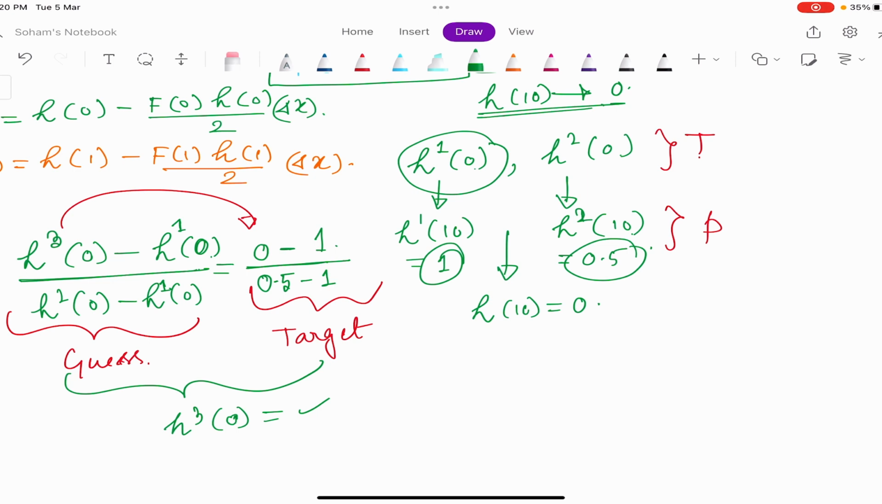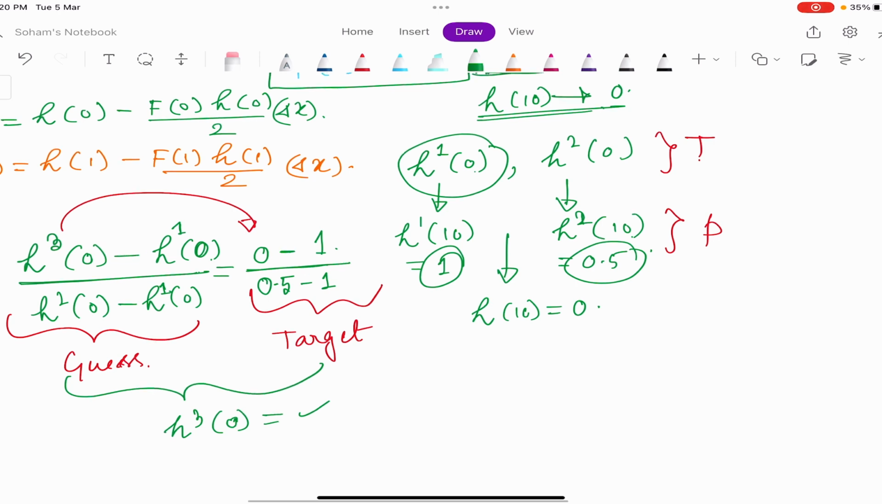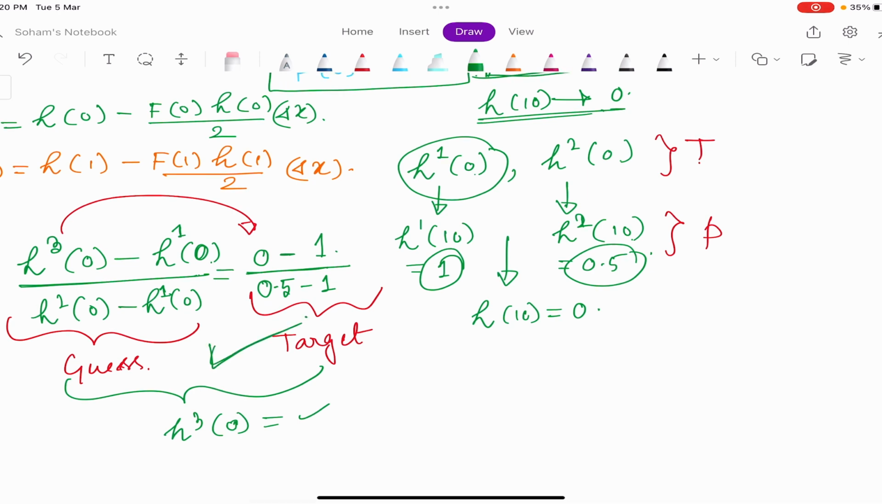Now if you put this h30 into your solution engine, then you may find that your h10 is not coming as 0, but it will surely approach 0. Then you will again apply the same interpolating method to go for h4. This will ensure that you converge much faster than if you were guessing arbitrarily. So this completes the shooting method.